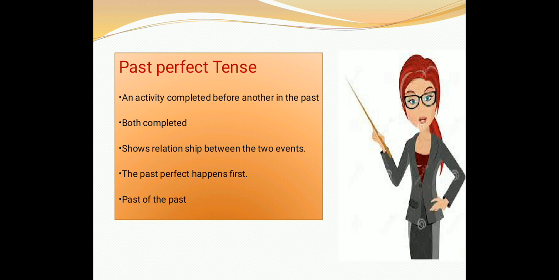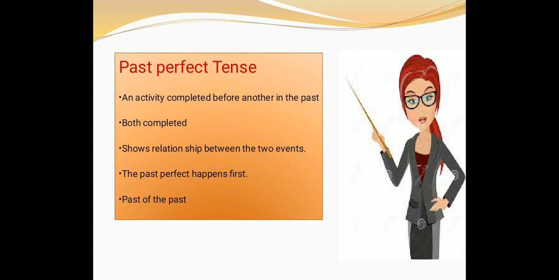So it means the activity that was completed before another one in the past and they are both done. So right now in the present both activities are done or completed. It is a really specific way in English to show the relationship between these tenses. So whenever we are using the past perfect, it means that is the event that happened first. This tense is sometimes called past of the past.